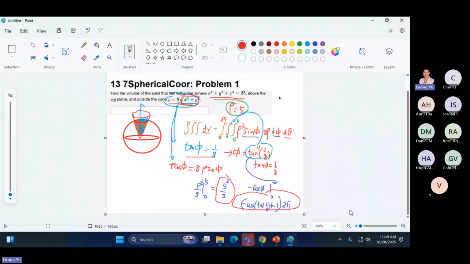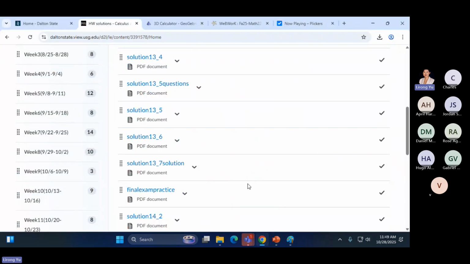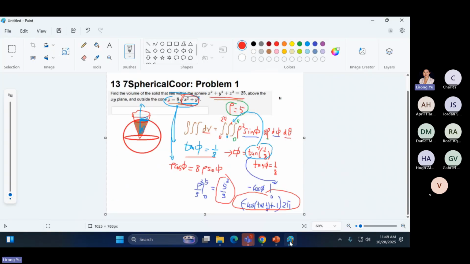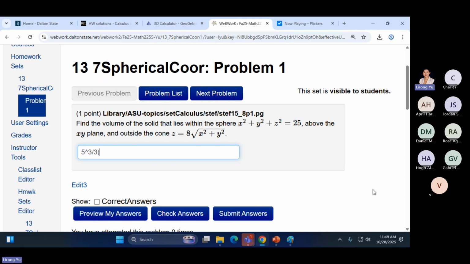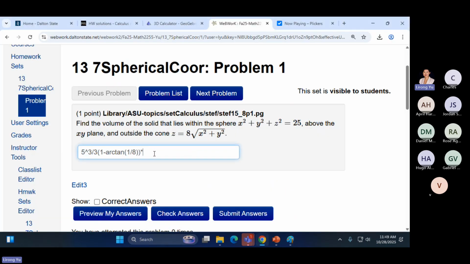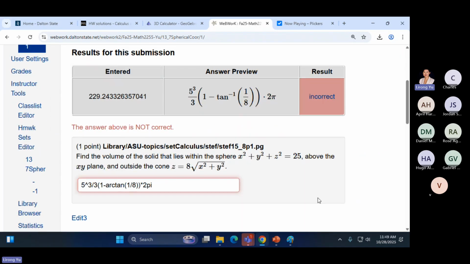How awful it looks. That's a full calculation. So we're going to put the answer into WeBWorK just to double check the work. So 5 to the power 3 over 3 for d rho, and then 1 minus cosine of arctan, tangent inverse of 1 over 8, that was for d phi. And then we multiply by 2 pi for d theta. So in this question we can separate the integration variables.